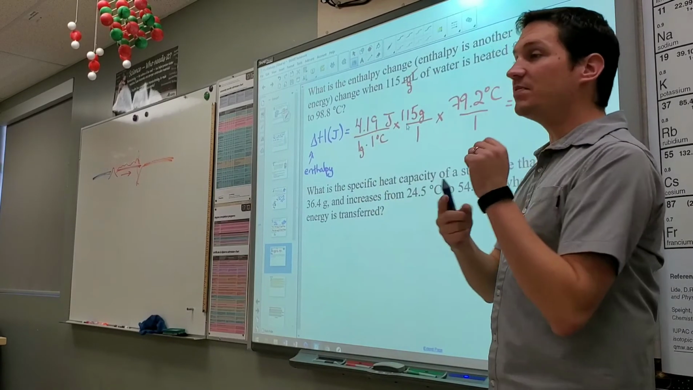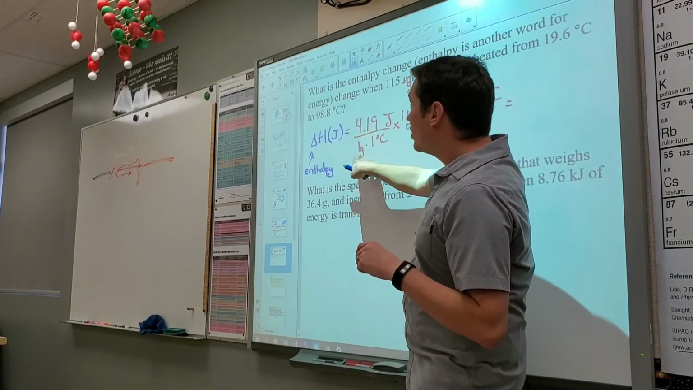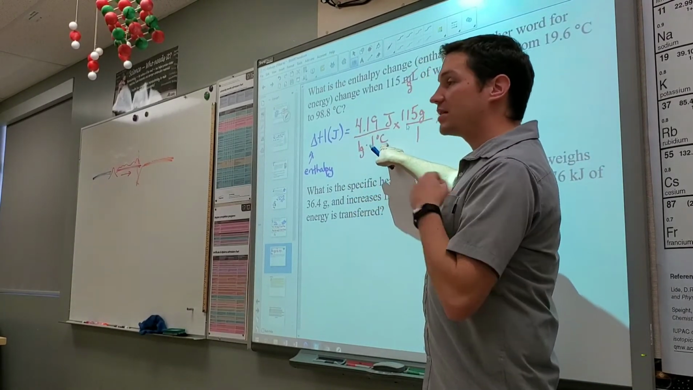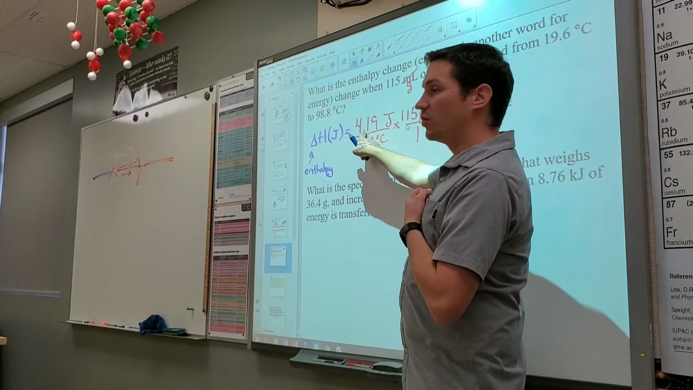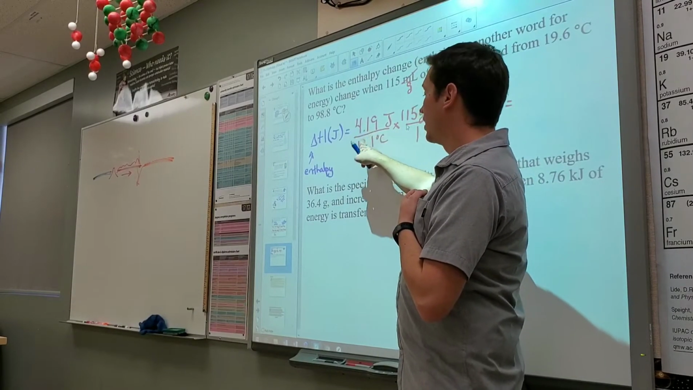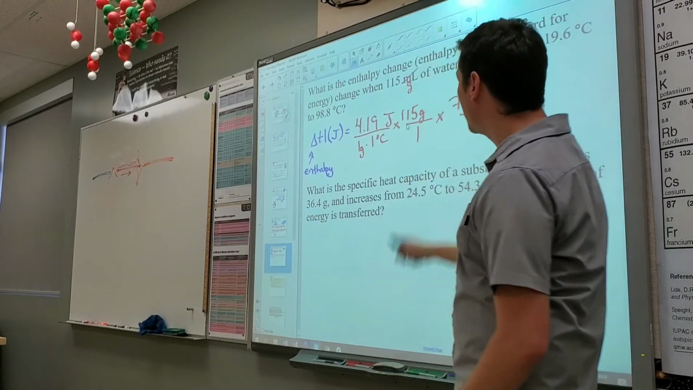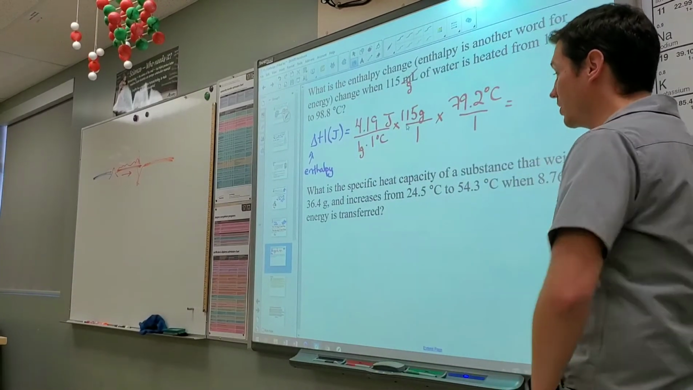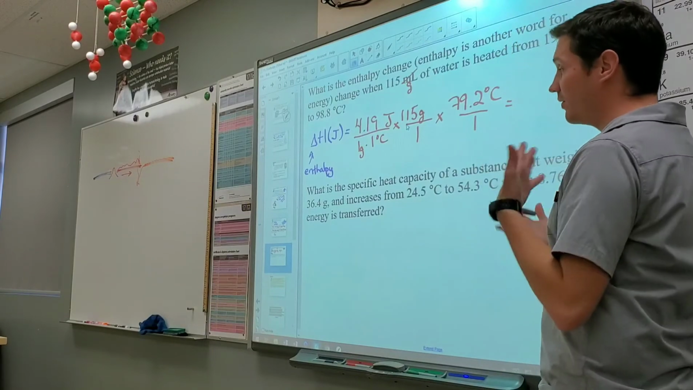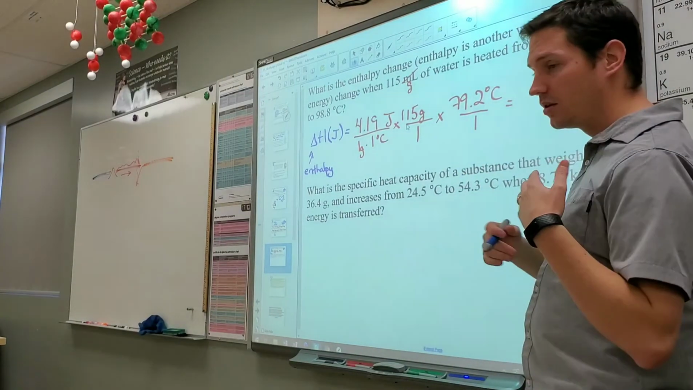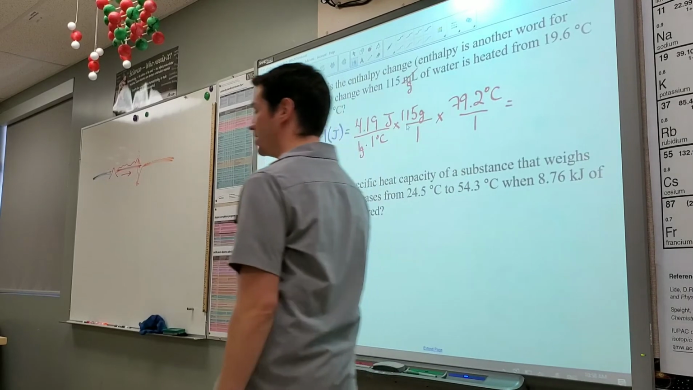So remember what this means. For every 1 gram and every 1 degree Celsius that we change, we must have absorbed 4.19 joules. Now we didn't have 1 gram, we had 115, and we didn't change by 1 degree, we changed by 79.2 degrees. So this will give us a lot of joules, how many joules of energy we gain.